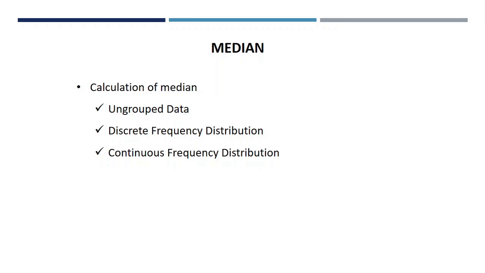For discrete frequency distribution, prepare the less than cumulative frequency table and from that find the cumulative frequency just greater than n by 2, and the x value corresponding to that cumulative frequency value is the median. For continuous frequency distribution, the calculation of median will be discussed in the coming session.